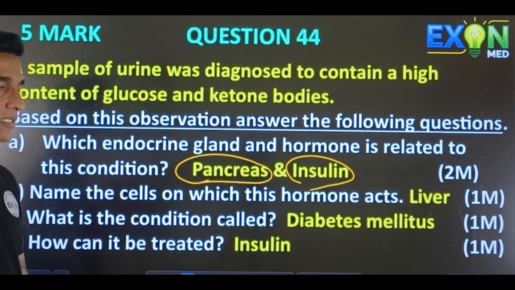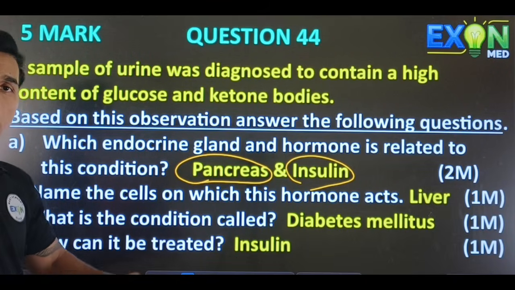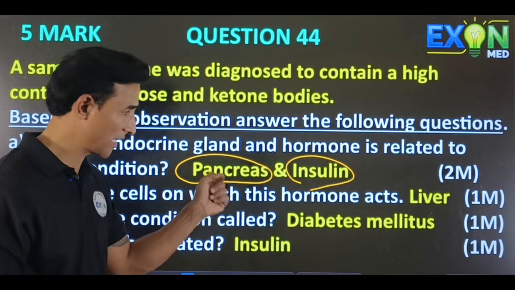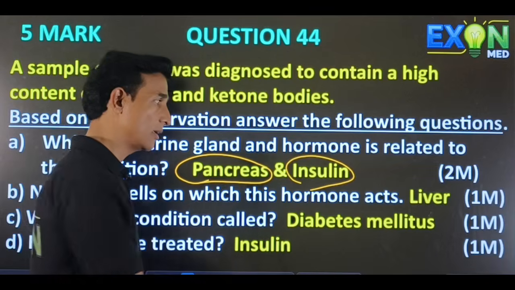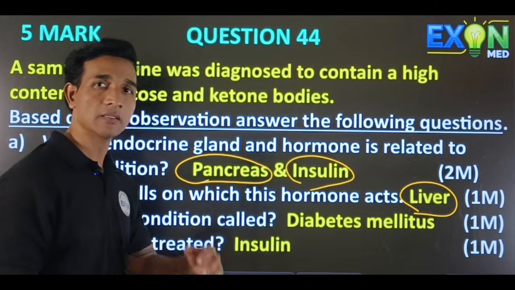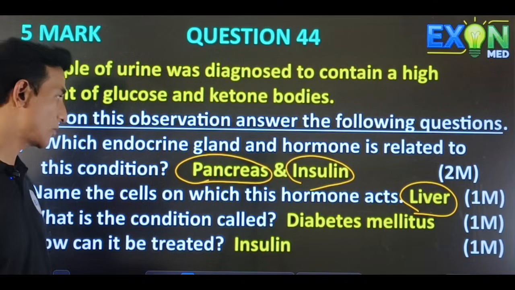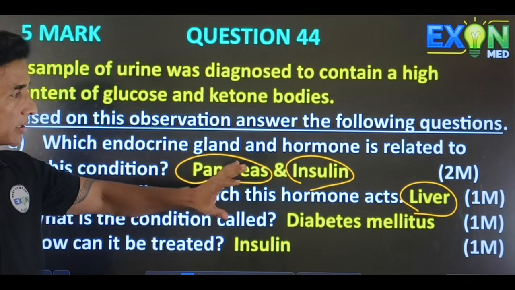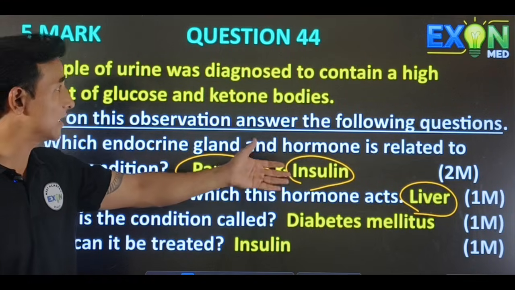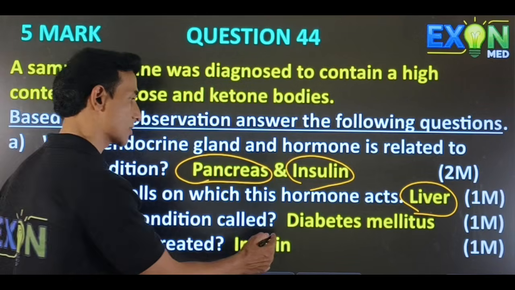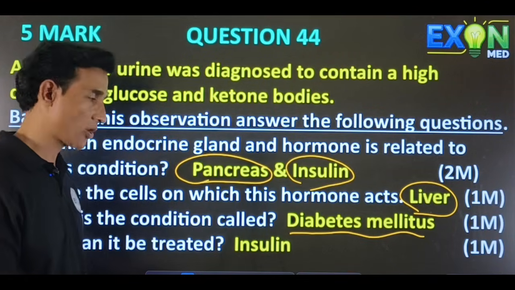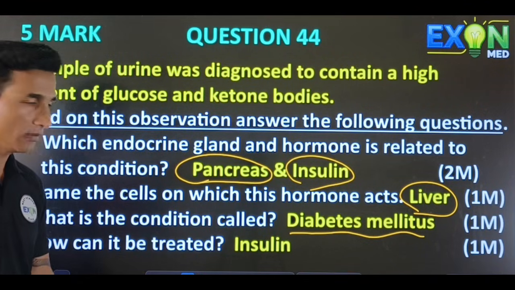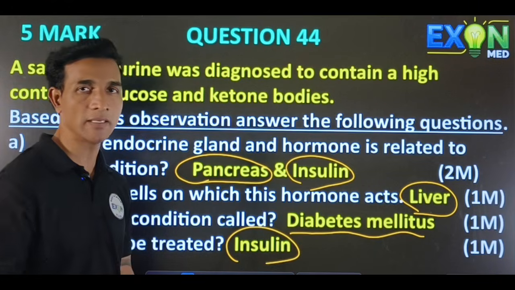Name the cells on which this hormone acts. This hormone is secreted by the pancreas, but it acts on the liver to convert excess sugar into glycogen. What is the condition called? If a person has this type of disorder, it is called diabetes. And how can it be treated? By giving insulin to that patient.